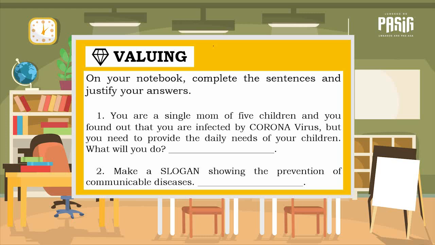Number 1. You're a single mom of 5 children and you found out that you are infected by coronavirus, but you need to provide the daily needs of your children. What will you do? Number 2. Make a slogan showing the prevention of communicable diseases.